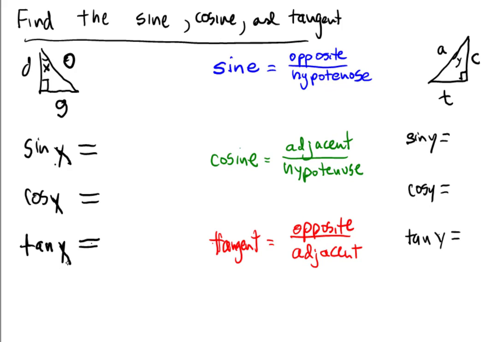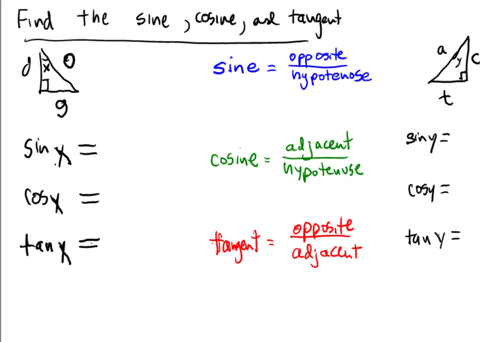In the middle, in blue, green, and red, I've written down the ratios that represent these trig relationships. The sine is the opposite over the hypotenuse, the cosine is the adjacent over the hypotenuse, and the tangent is the opposite leg over the adjacent leg. So in the left triangle, the dog triangle, we're going to do the opposite over the hypotenuse.